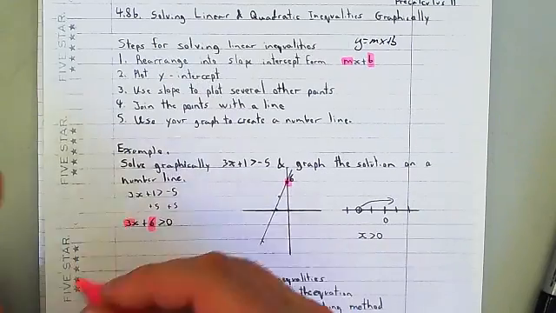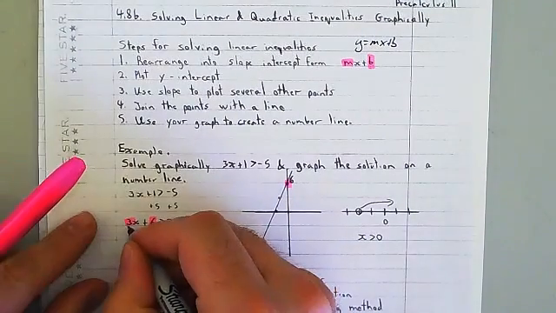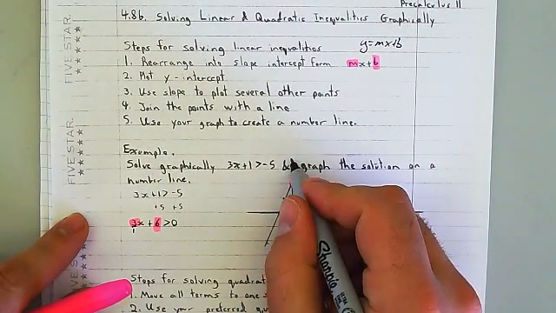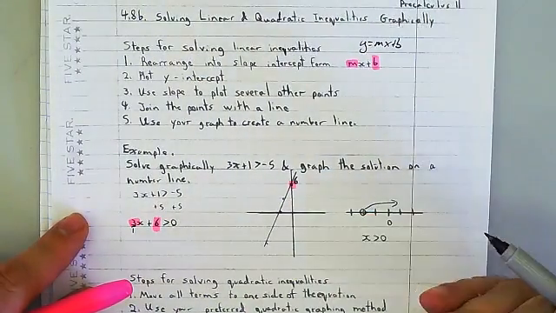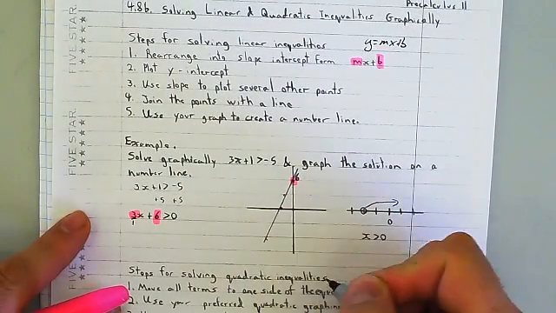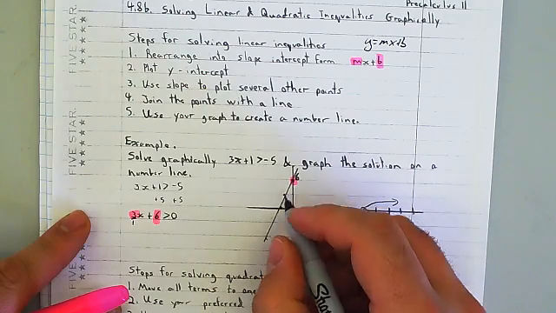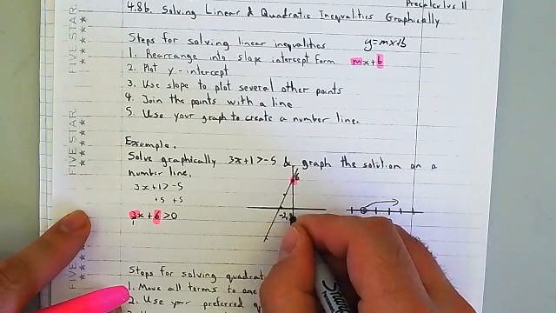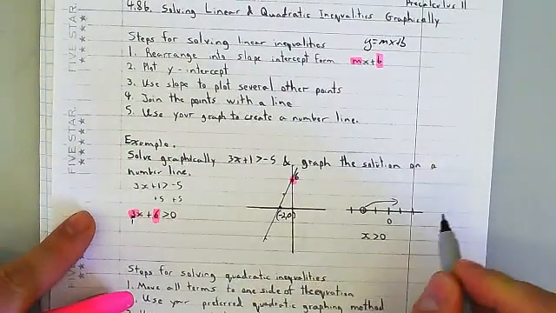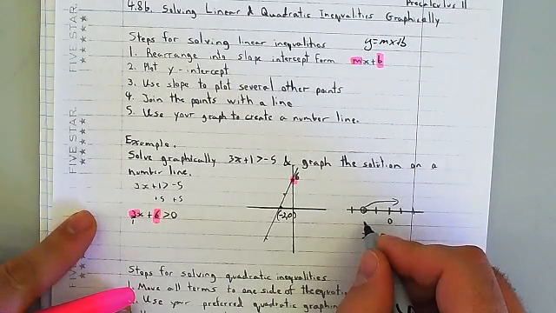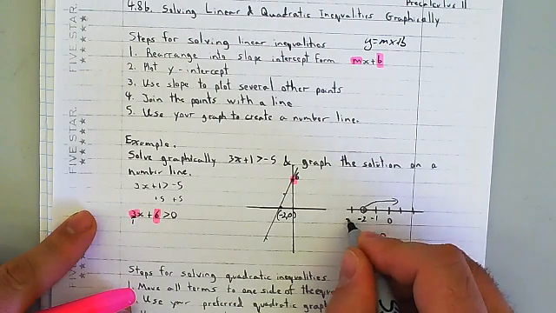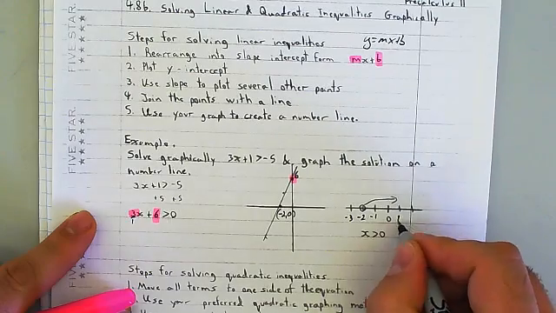My slope is 3. Technically, it's 3 over 1. So I'm going to go up 3, 1, 2, 3, and over 1. Or I can go down negative 3 and to the left negative 1. It's the same slope. What matters for us is we notice that we cross the x-axis at negative 2 and 0. So when I draw my line, I go 0, negative 1, negative 2, negative 3, fill it in properly.